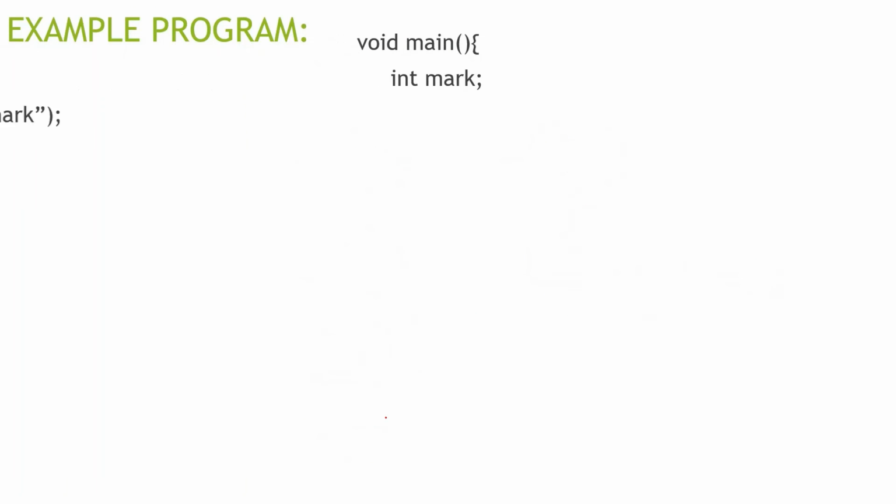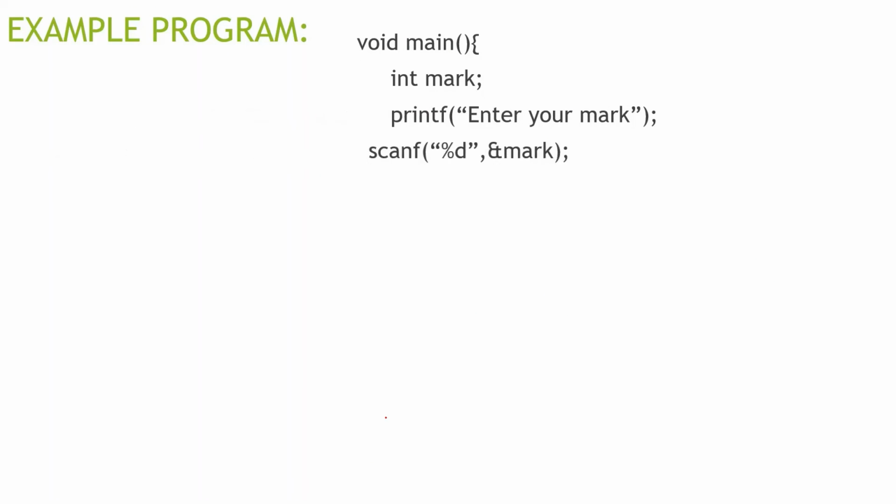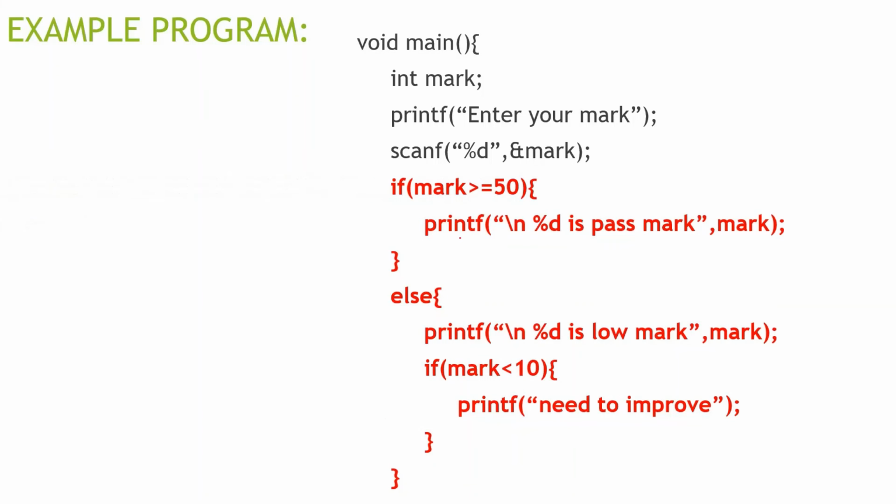So here we have an example program. Same as the previous example, you are getting the mark, and we are checking whether the mark is greater than or equal to 50. If it is, we simply print that the mark is a pass mark. If it is not, we simply say that it is a low mark.